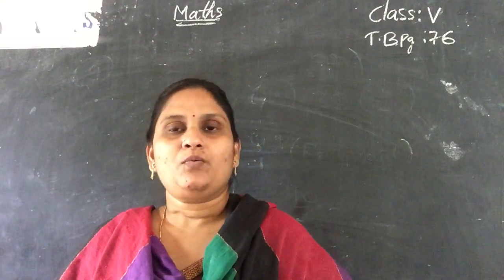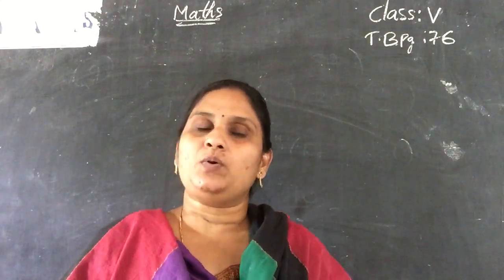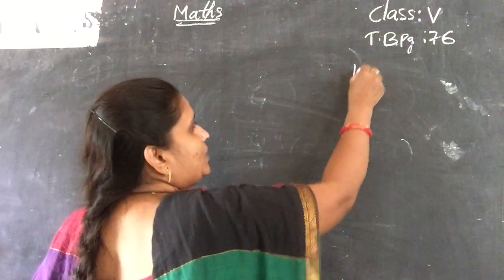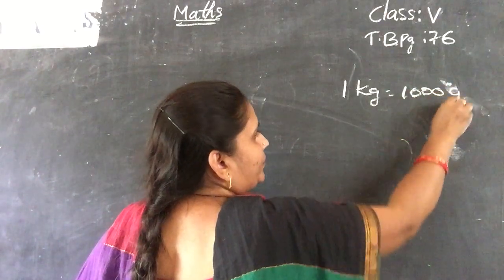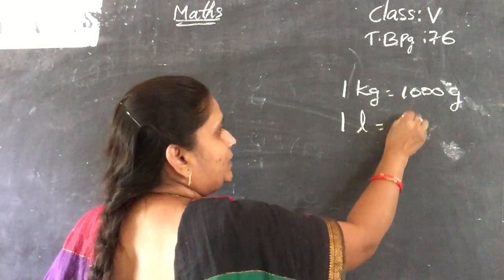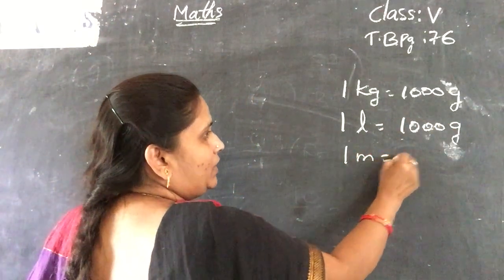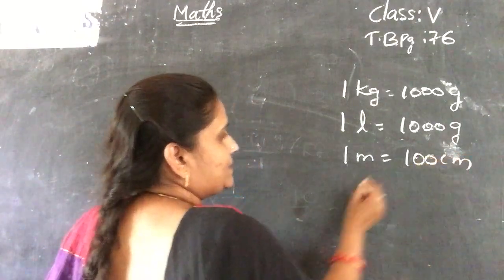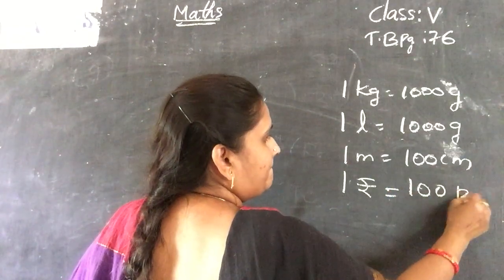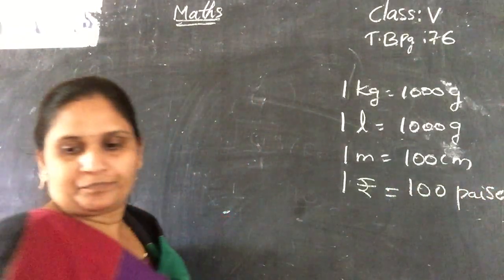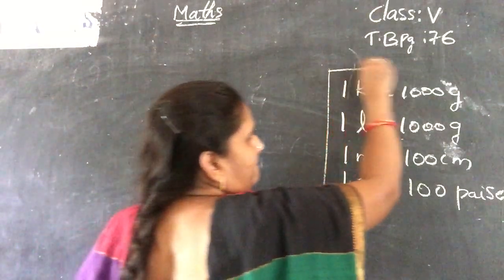For kilograms and liters, 1 kg is equal to how many grams, children? 1 kg is equal to 1000 grams. Like that, 1 liter is equal to 1000 milliliters. Now 1 meter is equal to 100 centimeters. 1 rupee is equal to 100 paise. This you have to remember.